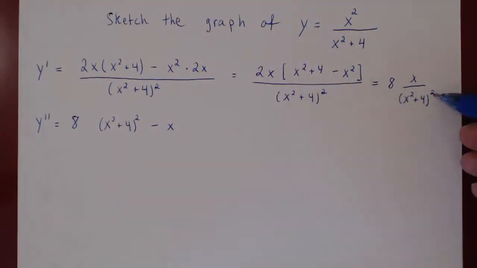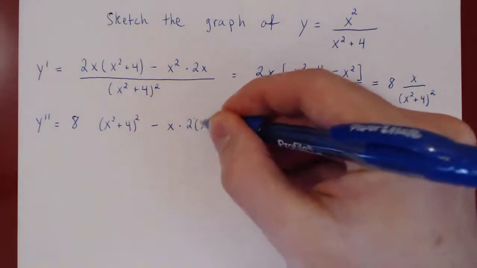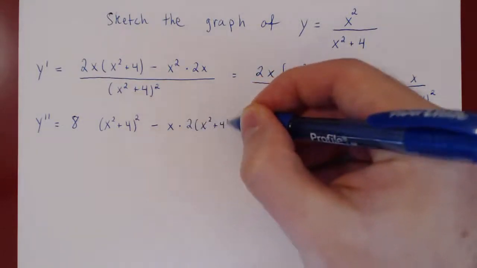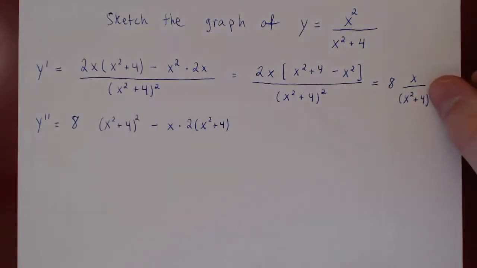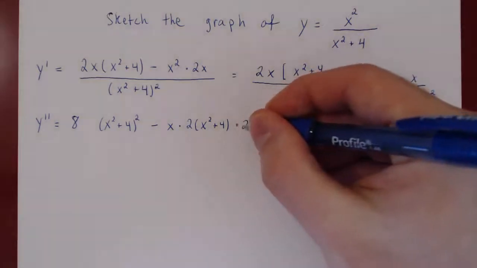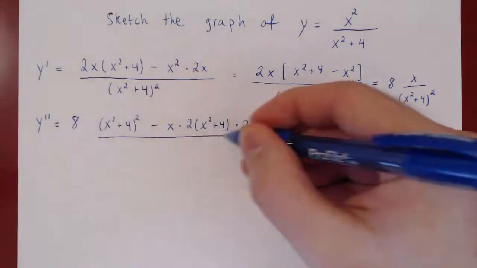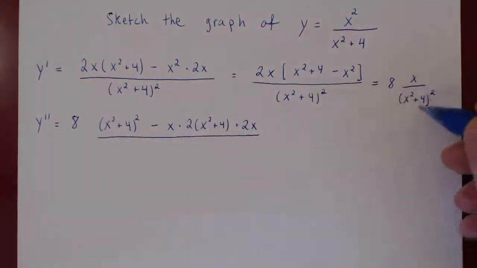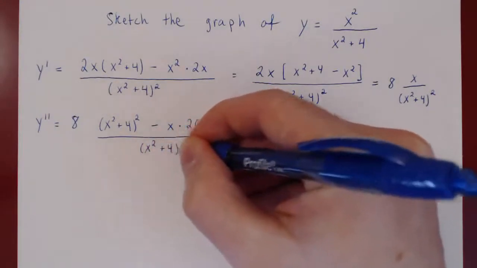Now we use the chain rule, so the outside function is the power 2 here, which will give us, if we differentiate, 2 times x squared plus 4. 2 minus 1 is 1. By the chain rule, times the derivative of the argument, which is 2x. All over the square of our denominator, which gives us the 4th power of x squared plus 4.